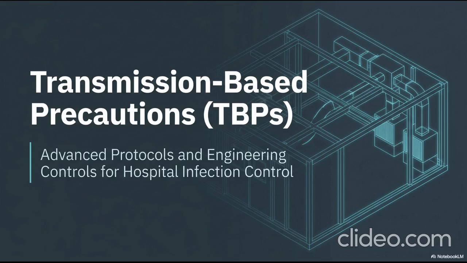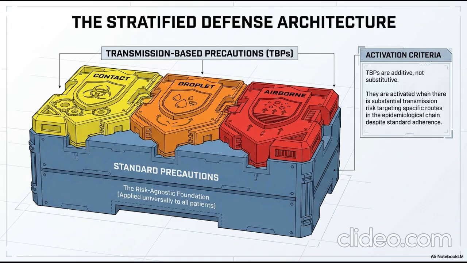Slide 2. The Stratified Defense Architecture. Hospital infection control is built on a stratified defense. Standard precautions are risk-agnostic and applied universally to all patients. TBPs, however, are additive, not substitutive. They are activated upon clinical suspicion, such as a chronic productive cough or unexplained vesicular rash, rather than awaiting microbiological confirmation. This proactive trigger system is essential to prevent the epidemiological chain from establishing a foothold in our wards.